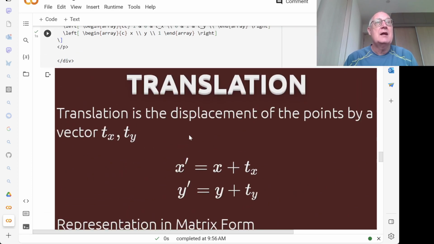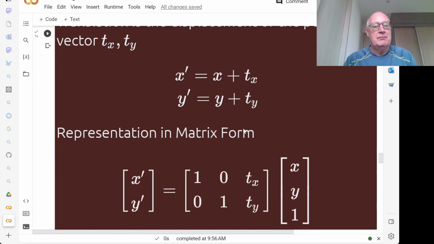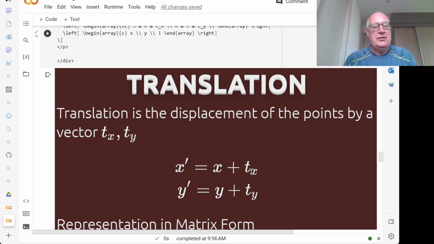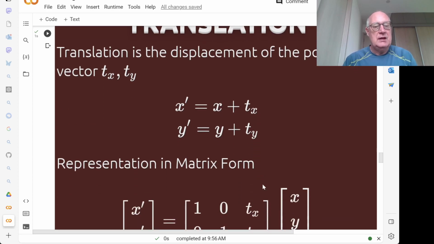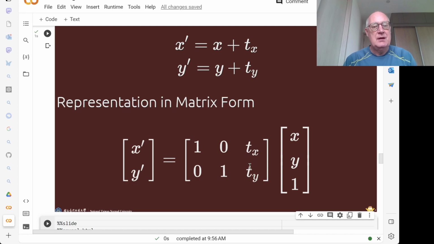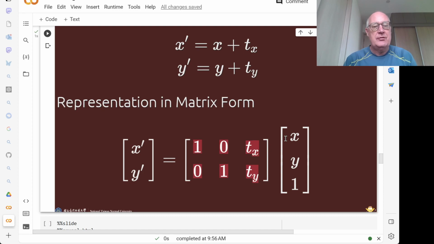Now translation, we showed the equations for the translation before. So x dash and y dash is x plus tx and y plus ty. Now let's try and represent those in matrix form. And what you realize is this constant term here, tx and ty, terms that do not depend on x, make it impossible to represent it as a 2 by 2 matrix. So what we need is to add a third column here. In order for this matrix multiplication to be valid, the number of columns in the first matrix has to match the number of rows in the second matrix. Otherwise, your matrix multiplication is ill-defined.